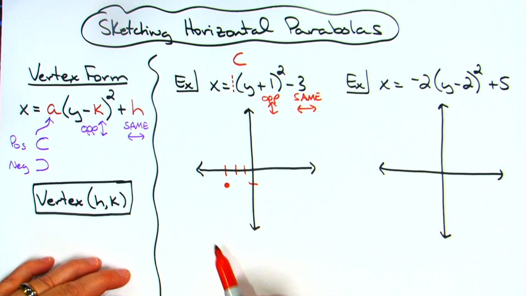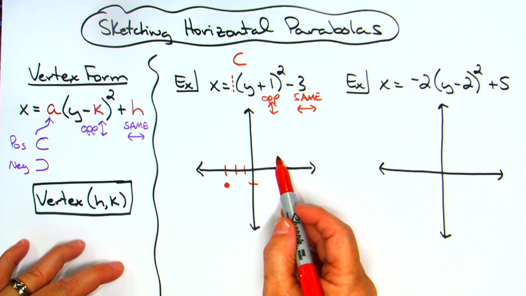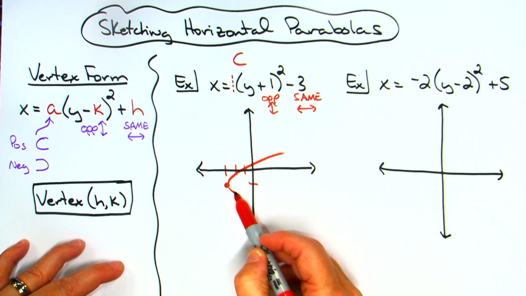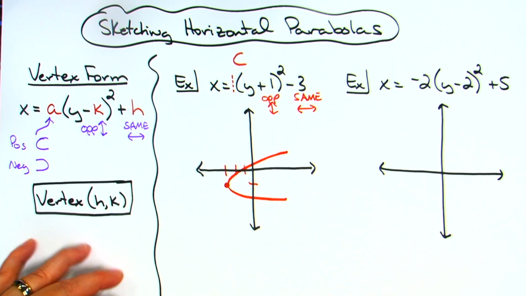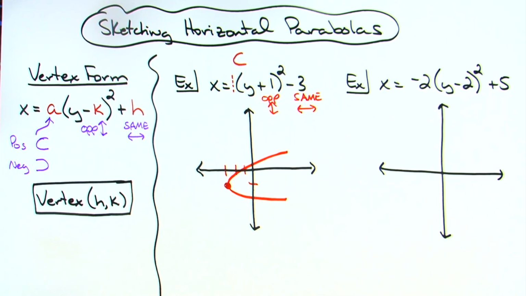I know it opens to the right. Since we're doing a rough sketch here, we're not really concerned with how wide or narrow it is. We're just going to draw our horizontal parabola like so. We know exactly where it has been shifted or translated around the coordinate plane. We know where that vertex is, and we know which way it opens.